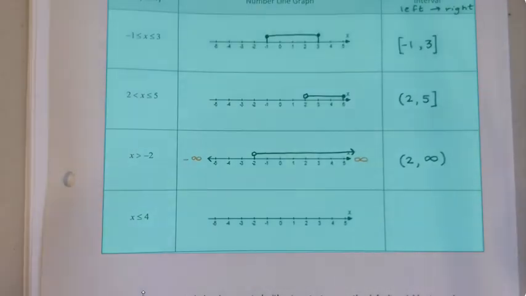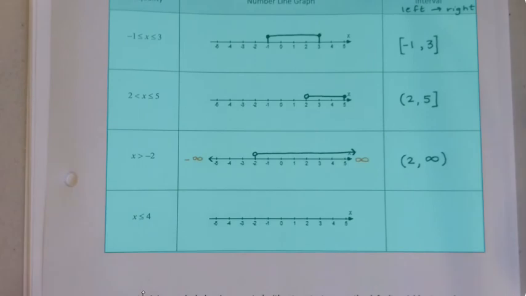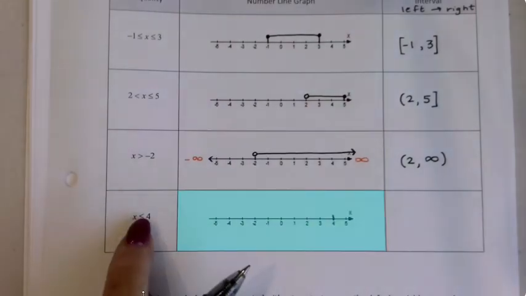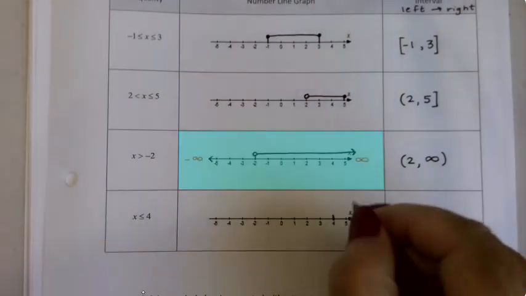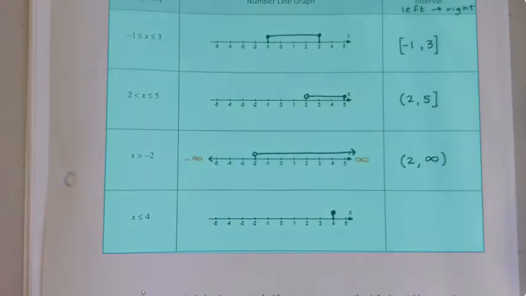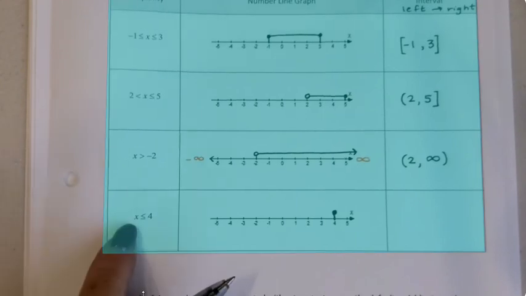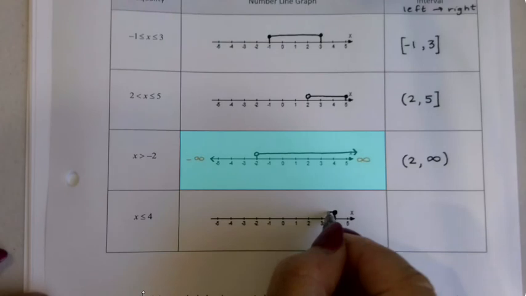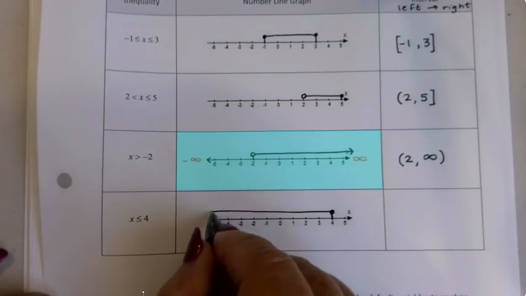All right, we have one more example here. x is less than or equal to 4. So I'm going to start here with 4. And this time I do have the equals, so it's going to be a closed bracket, or excuse me, closed circle for right now. And then x is less than or equal to 4, so smaller than 4, going that way.